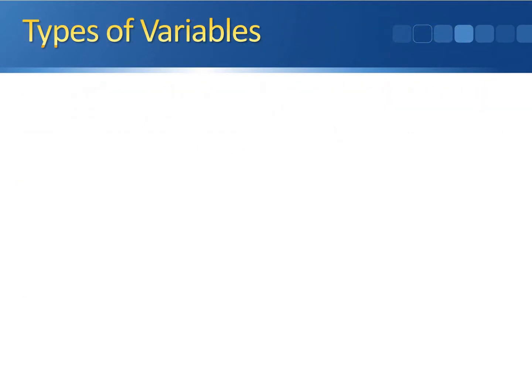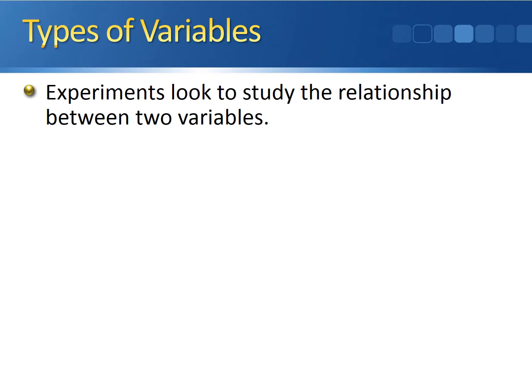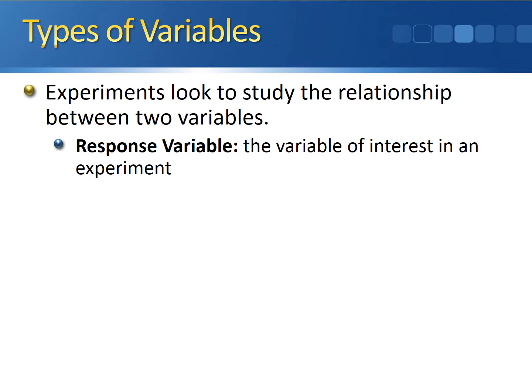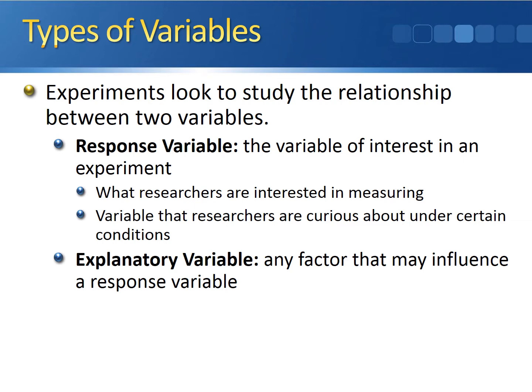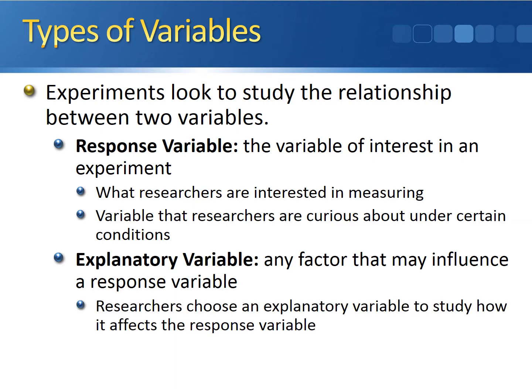In an experiment, there are two types of variables. The goal of an experiment is to study the relationship between these variables. First of all, we have a response variable. A response variable is the variable of interest in an experiment. It's basically what the researchers are interested in measuring. The response variable is the variable that researchers are concerned about under various conditions. The other type of variable that we have is an explanatory variable. An explanatory variable is any factor that may influence a response variable. Researchers choose an explanatory variable to study how it affects the response variable.